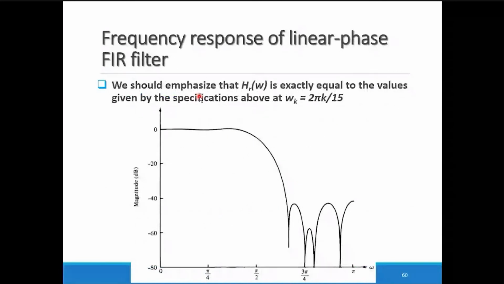We should emphasize that H_r(ω) is exactly equal to the values given by the specification. When you plot this, or apply these values, you get this kind of magnitude response with linear phase for the given H_r values. This will be the graph, which is nothing but a low pass filter designed when you apply these values.